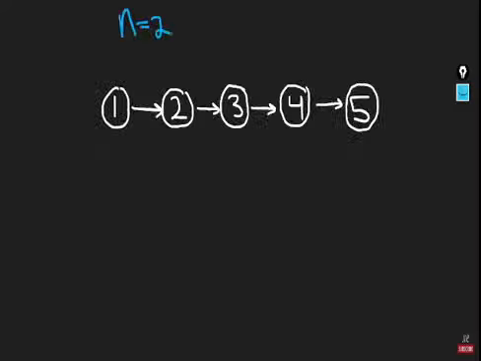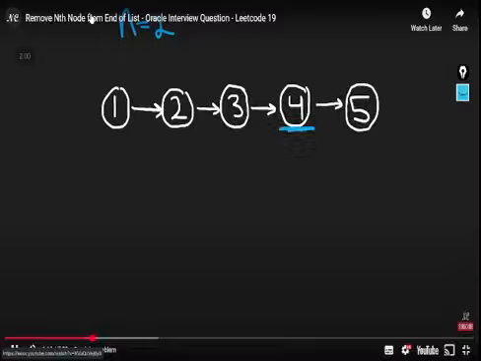So let's say n equals 2 again, so we want to remove this node. How can we identify that this is the second node from the end of the list?